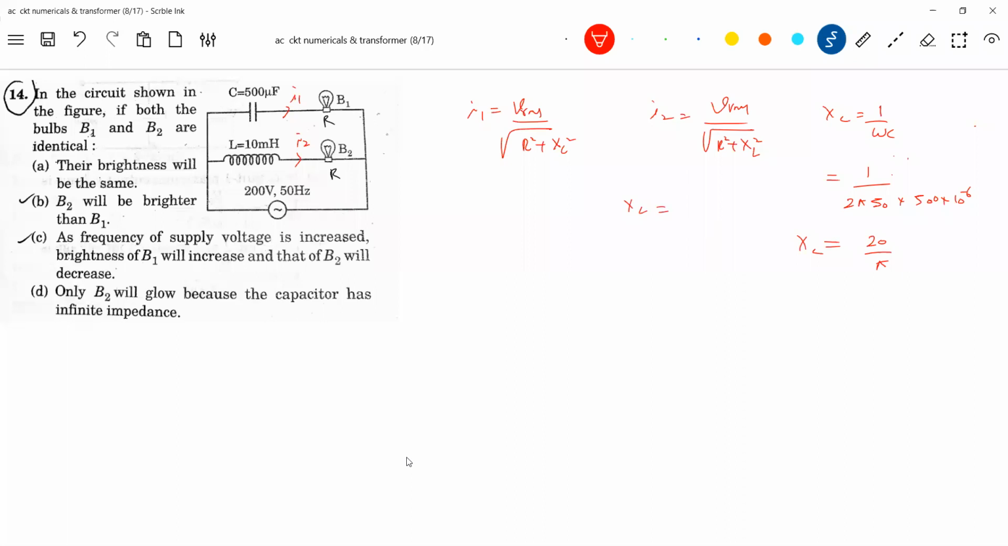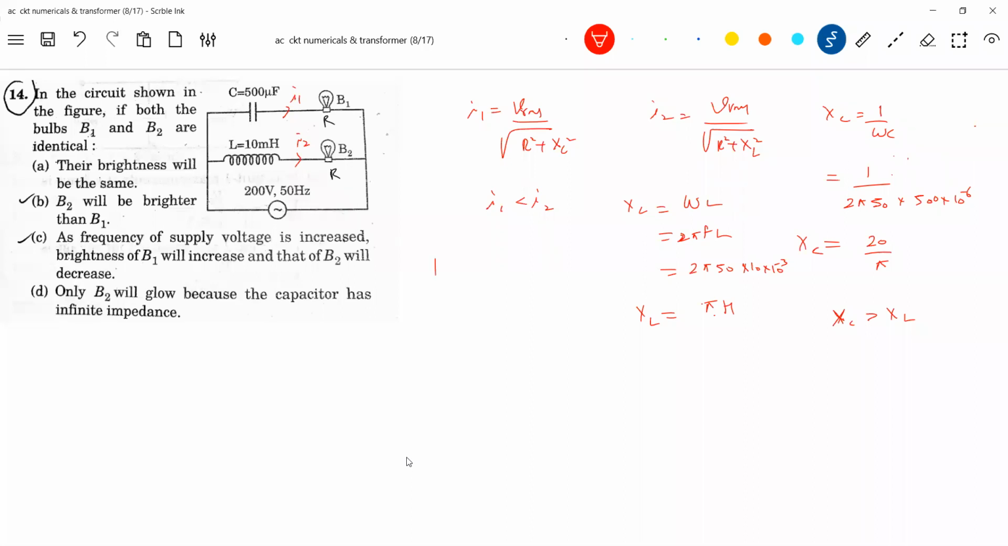Similarly, we'll calculate XL. XL should be equal to omega L, which is 2 pi 50 into 10 into 10 to the power of minus 3, so only pi. Definitely Xc is not equal to XL. So Xc is greater than XL. Therefore, I1 will be less than I2.